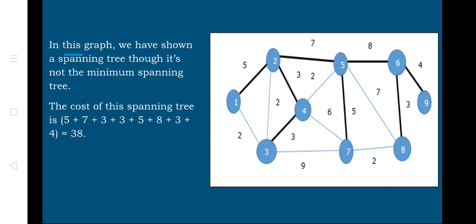The value of this spanning tree is 38. Now they added all the values. 5 plus 2 plus 7 plus 3 is 10, 10 plus 3 is 13, plus 2 is 15, plus 7 is 22, and then plus 8 is 30, and then all the values of the vertices are added, so that we got the value as 38. Okay, let's just start from 1 to 2, 2 to 3, and all the values. So it is 5 plus 7 plus 3 plus 3 plus 5 plus 8 plus 3 plus 4. The total value is 38.